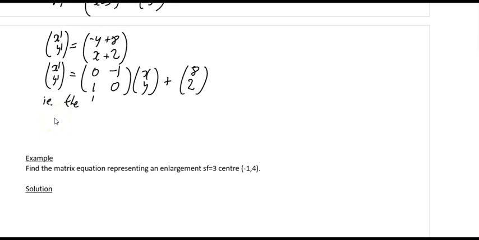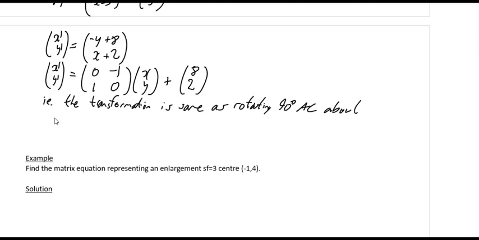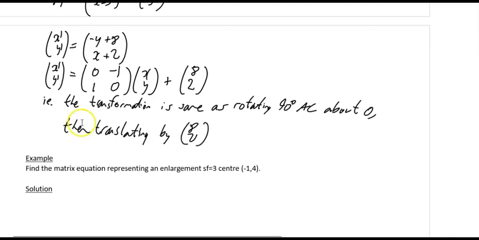Okay, last thing, just say the transformation is the same as rotating 90 degrees anti-clockwise about O, then translating by (8, 2). And that is that example done.